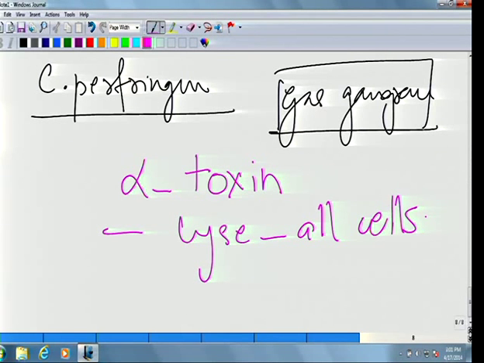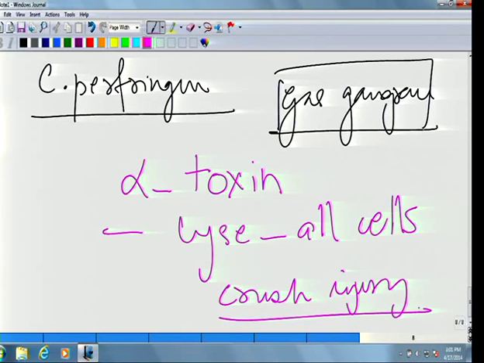How do you get this infection? Crush injury. So you would probably be given a case of somebody who has suffered a crush injury and then he develops pain, crepitus, purplish lesions in the skin and tissue. Obviously, you'll think of Clostridium perfringens, and the virulence factor is the alpha toxin.